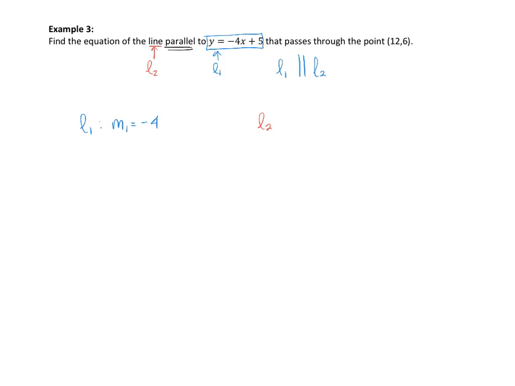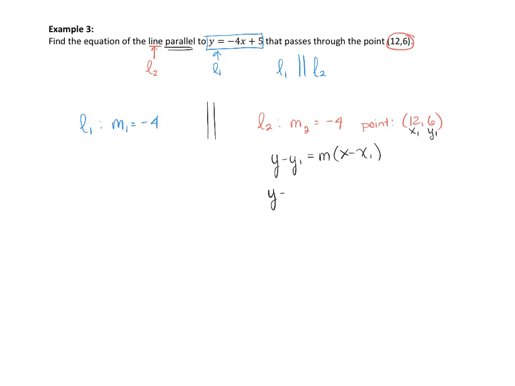So for L2, what has to be true about the slopes of parallel lines? M2 must have a slope that is the same as M1. So if M1 is negative 4, M2 is also going to be negative 4. Now we're told that the line we're trying to write has to go through the point (12, 6). So again, I'm going to use the point-slope formula to write the equation of this line. y minus y sub 1 is equal to m times x minus x sub 1. That's x sub 1, this is y sub 1, and then let's just substitute.